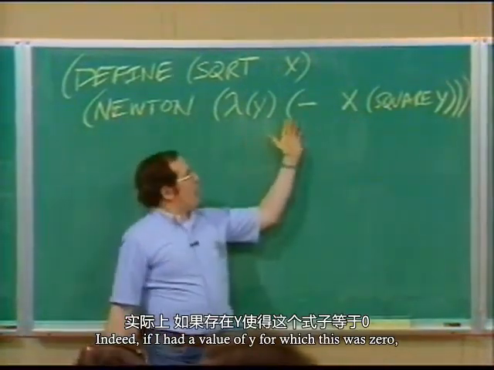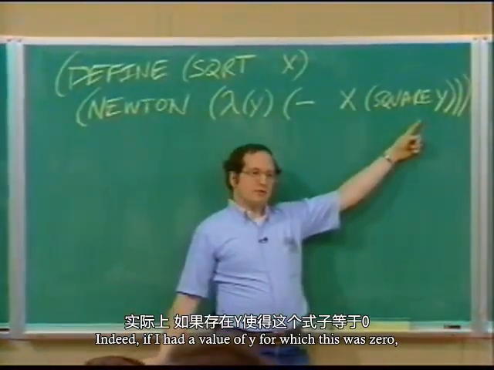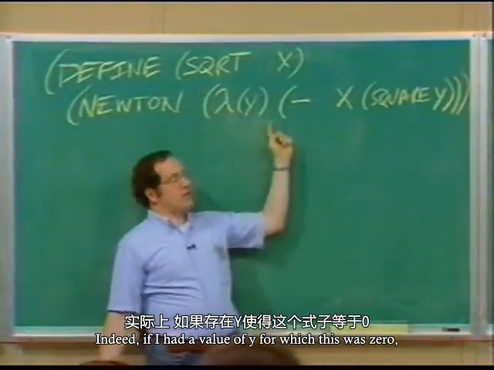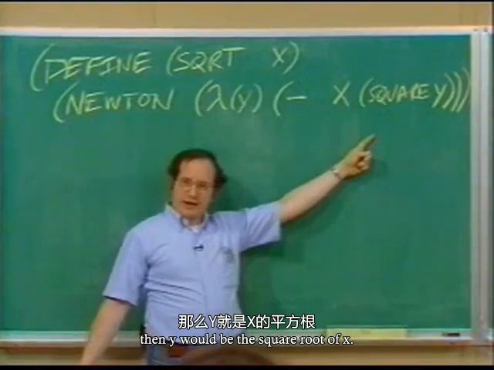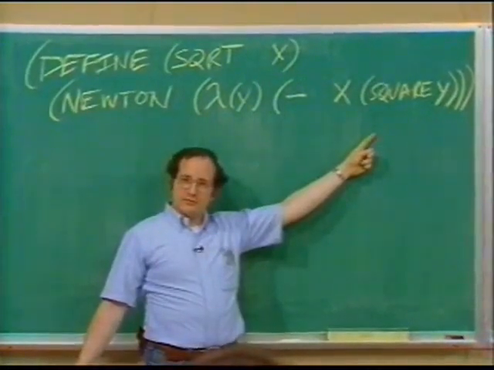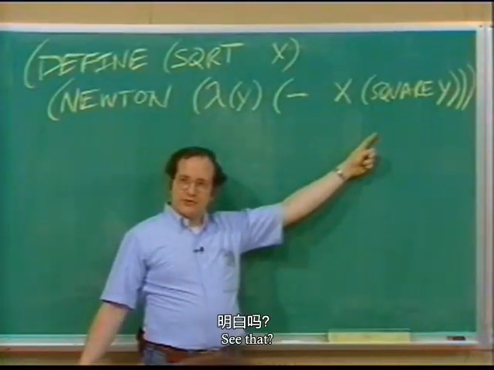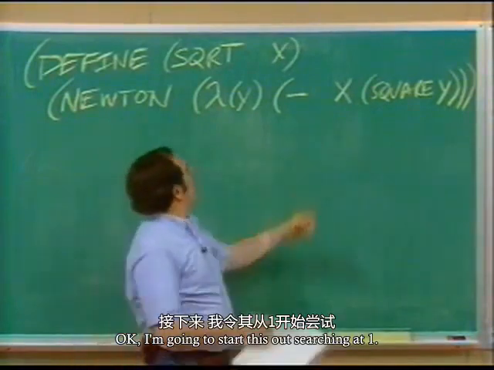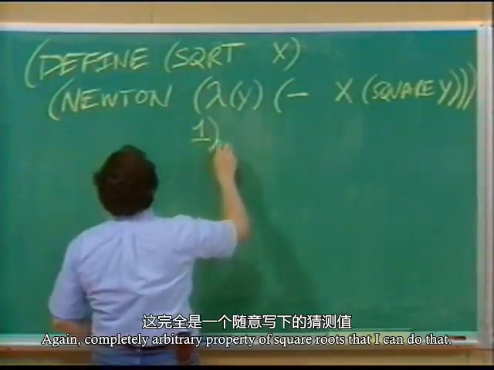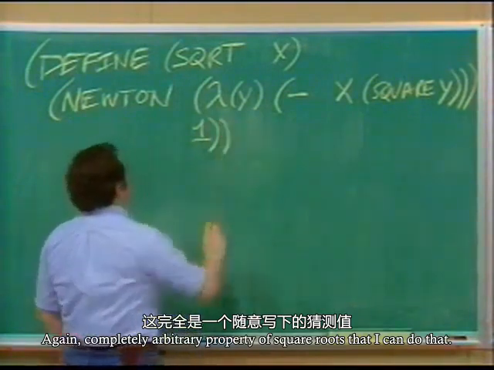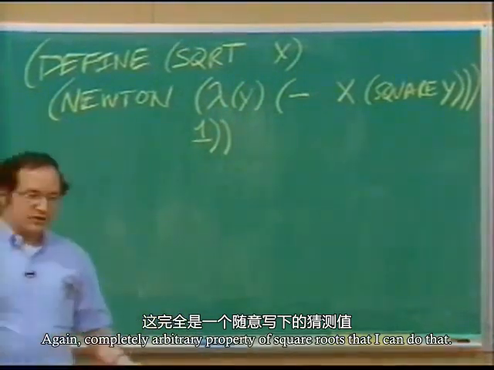Indeed, if I had a value of y for which this was 0, then y would be the square root of x. See that? Okay. I'm going to start this out searching at 1. Again, completely arbitrary property of square roots that I can do that.